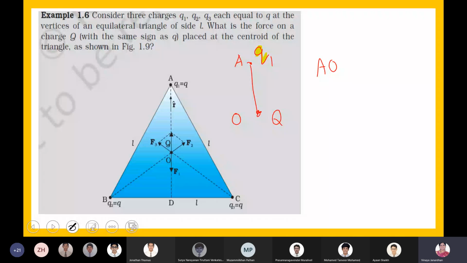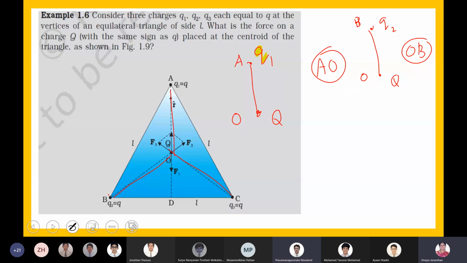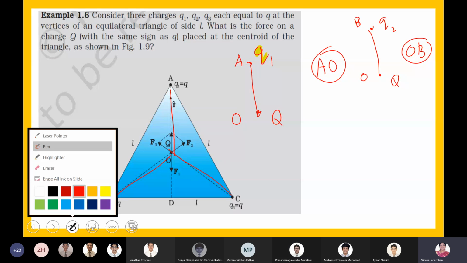What is the distance between Q2, which is located at point B, and Q, which is located at point O? So it is OB. Ma'am, all the distances will be same, right? OA, OB and OC will be same. Yes, it will be same. That is what you have to find.